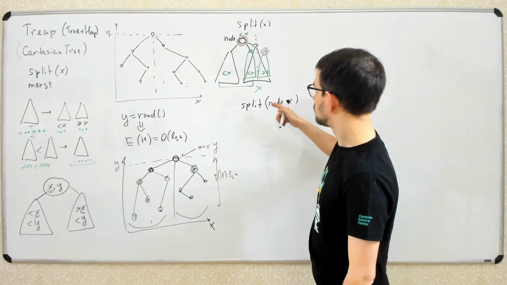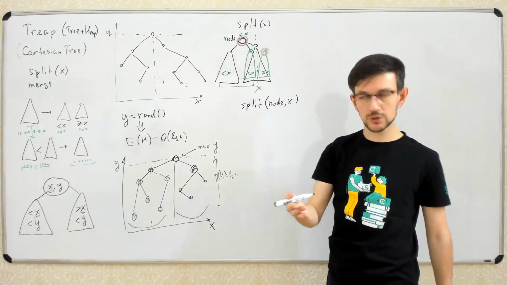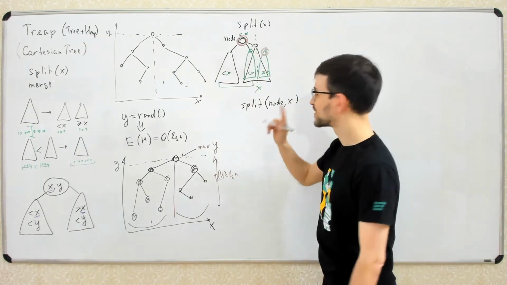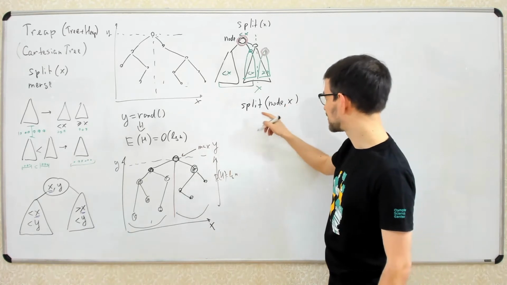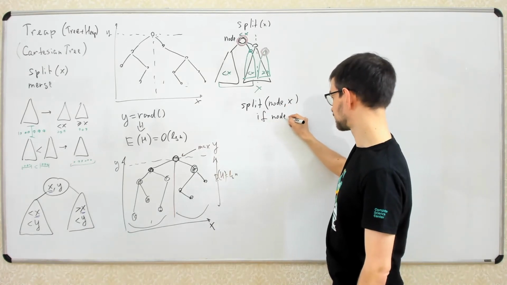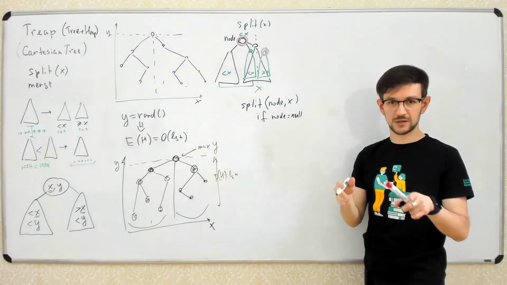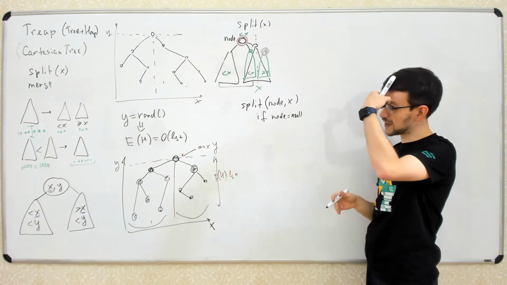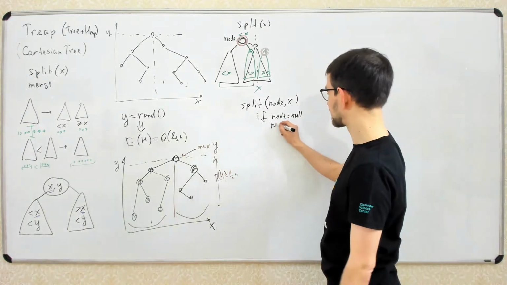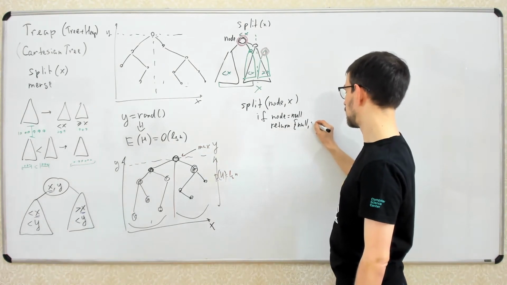So, just like in this picture, we look at this root. Look at the key in this root. If this key is less than x. No, first we need to stop the recursion at some point. So if this node is null, if the tree is empty, that's important. We need to split the empty tree into two empty subtrees. Null and null.